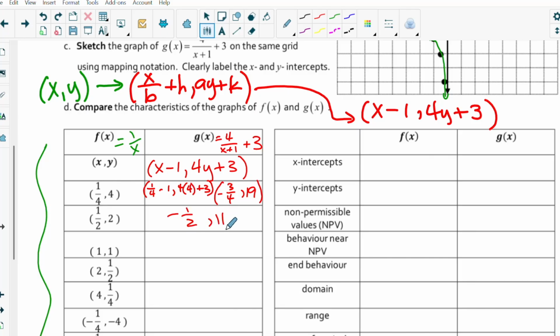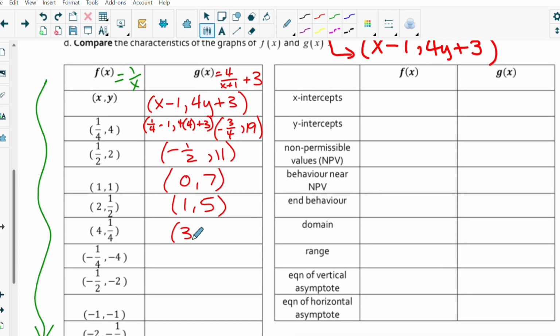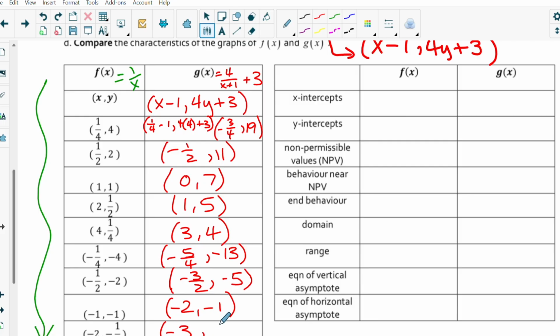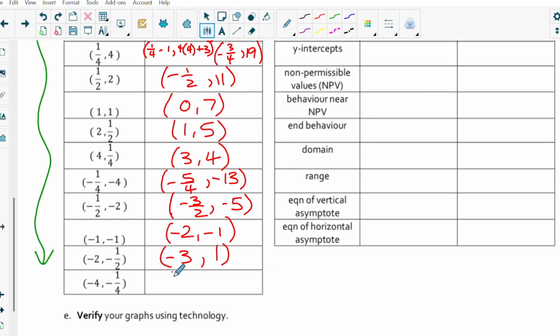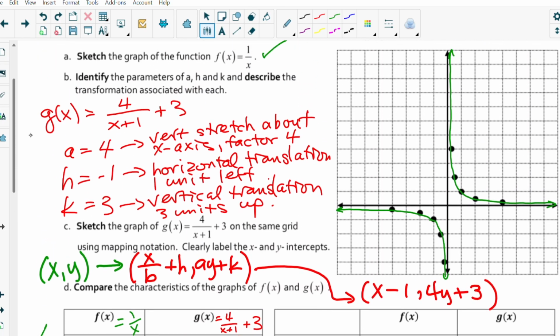Negative 1/2, 11, 0, 7, 1, 5, 3, 4, negative 5/4, negative 13, negative 3/2, negative 5, negative 2, negative 1, negative 3, 1, negative 5, 2. All right, let's graph this. Let's see what it looks like.